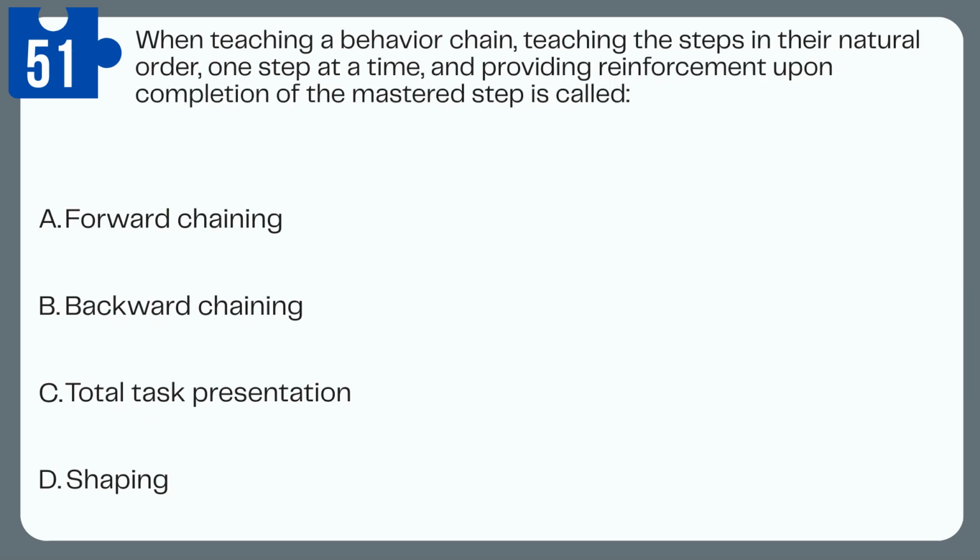Question 51. When teaching a behavior chain, teaching the steps in their natural order, one step at a time, and providing reinforcement upon completion of the mastered step is called: A. Forward chaining. B. Backward chaining. C. Total task presentation. D. Shaping.